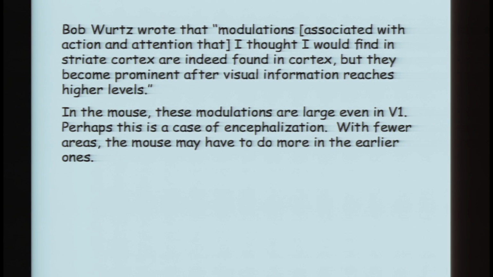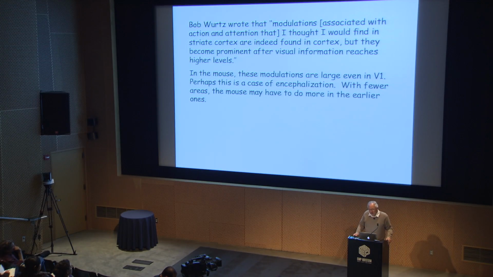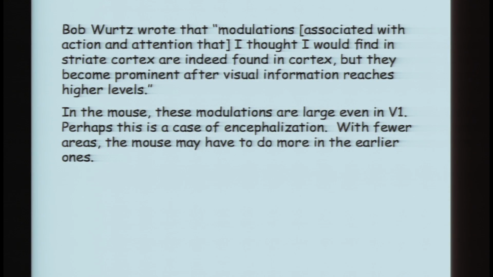Now, Bob Wurtz, who was the one who did the gold standard experiment in monkeys and first showed that the properties that Hubel and Wiesel had seen in anesthetized monkeys are present also in the alert animal, and presumably in each of us as we walk around and as we go to this lecture, wrote in his memoirs that the modulations that are associated with action and attention that he expected to find in the striate cortex really aren't there very much in the monkey, but they are found prominently and studied very prominently by John Maunsell, for example, at higher cortical stages in the monkey.